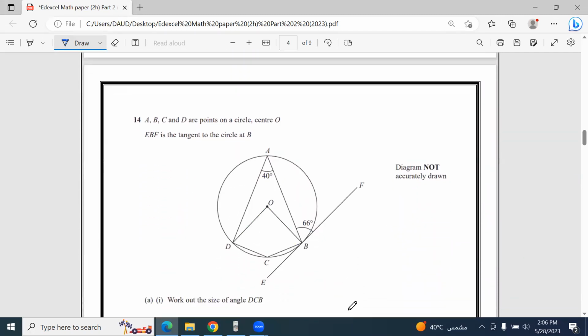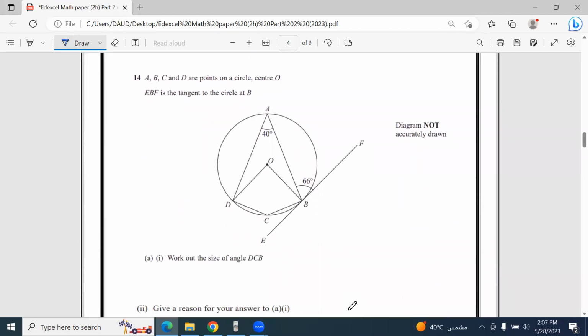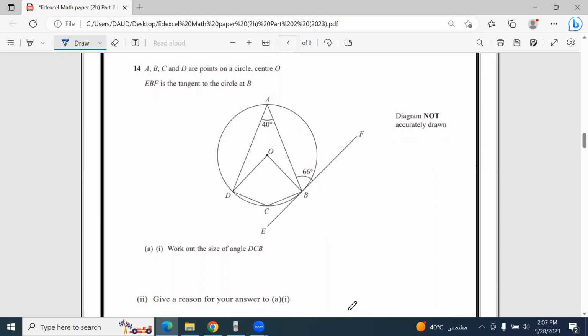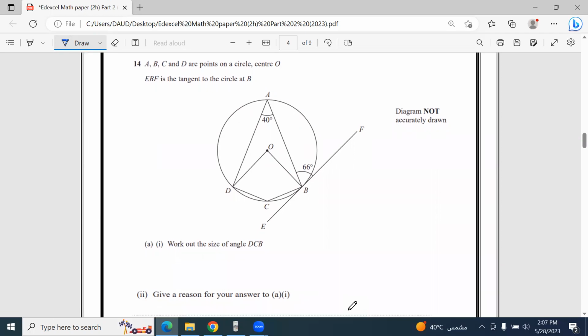Next question is related to circle, properties of circle or laws of circle. So here we have A, B, C, and D are points on the circle, center O. EBF is a tangent line. So remember, between tangent and the radius, the angle is always 90. That we will discuss later. First, what they want, work out the size of angle DCB. DCB, this angle.